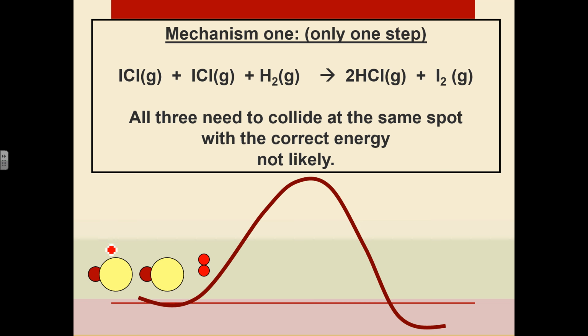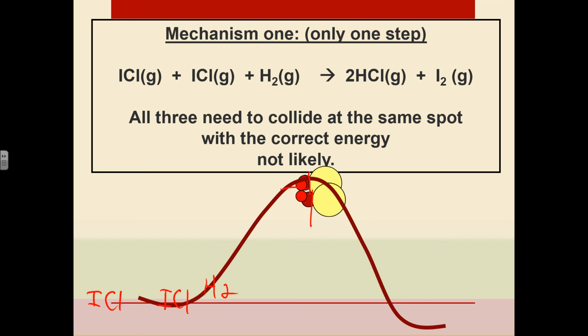And we would have to have, here's your ICl, one ICl here, you have another ICl here, and here's your H2. And all three of these would have to come together at exactly the right angle, so line up something like this, so that the H2 bond can break, so the ICl bonds can break, so that the I2 can form and these two HCl's can form all at the same time, at that same instant.